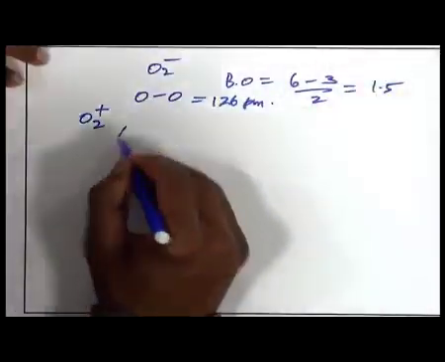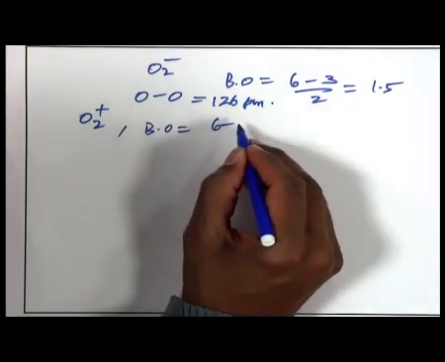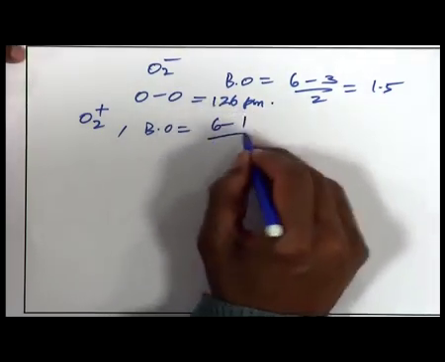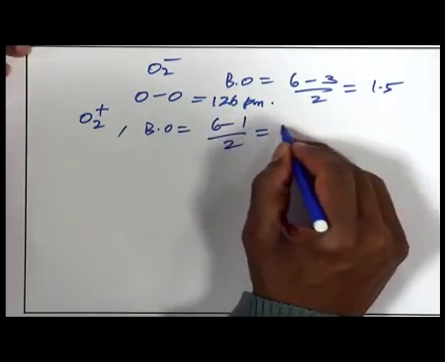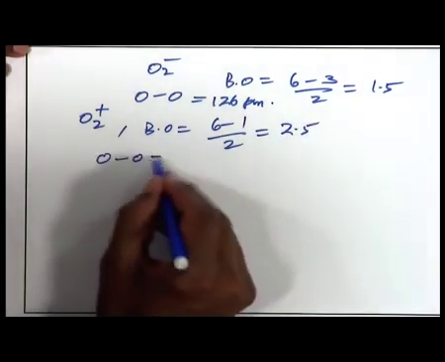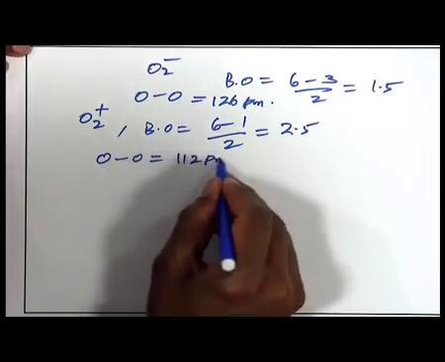For O2 plus, the bond order equals 6 minus the number of electrons present in the antibonding orbital, which is 1, divided by 2, so 5 by 2, equal to 2.5 is the bond order. Then the O-O distance in O2 plus is 112 picometer.